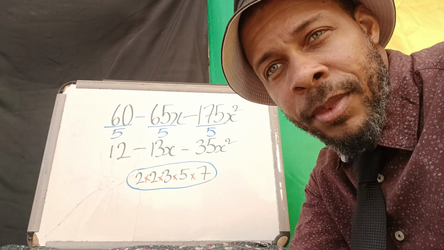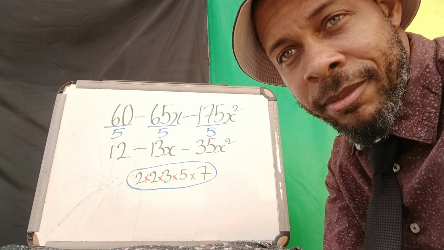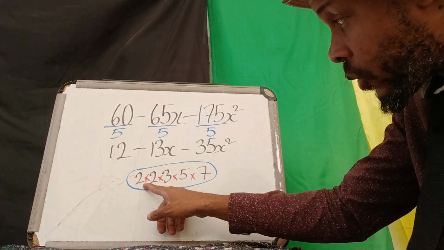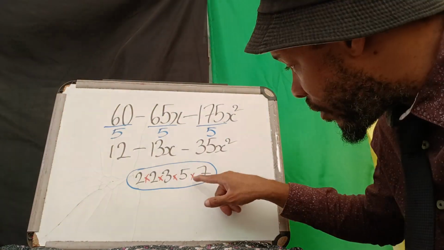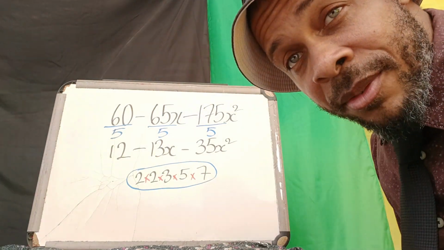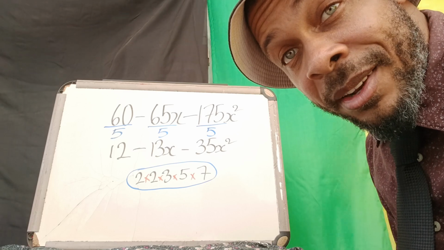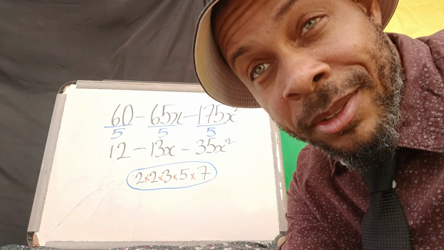Now, what is the meaning of all of this? Well, 2 by 2 by 3 is 12. 5 by 7 is 35. So with that said, let's move on to what's next.